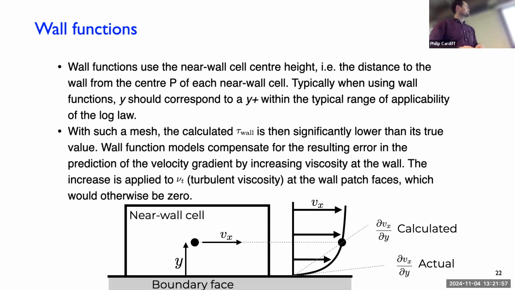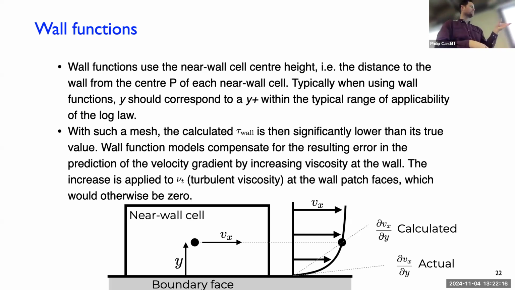So let's see, this says wall functions use the near wall cell center height, this distance here, this y distance. They convert that to a y plus, then they see where on that y plus graph they are, and then they use that to go back and determine what the slope at the wall would be. That's the idea of how wall functions work.